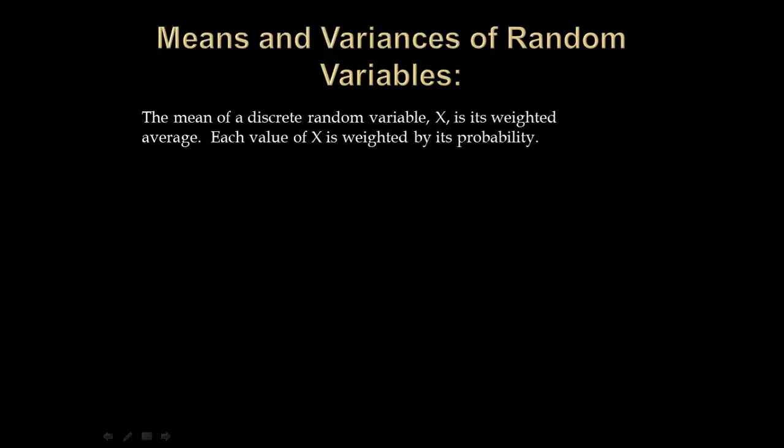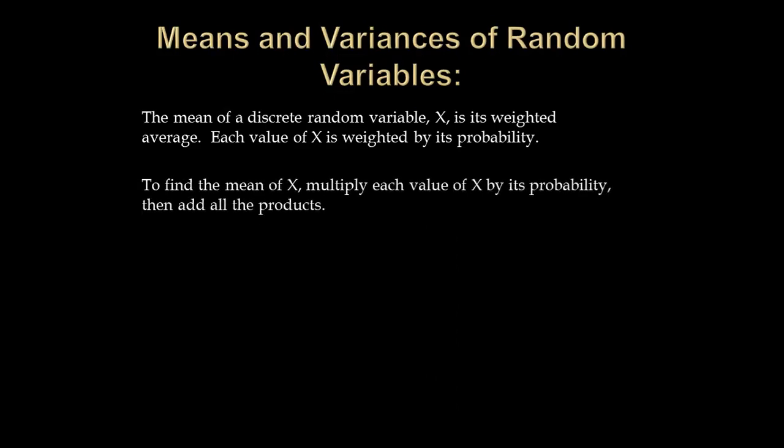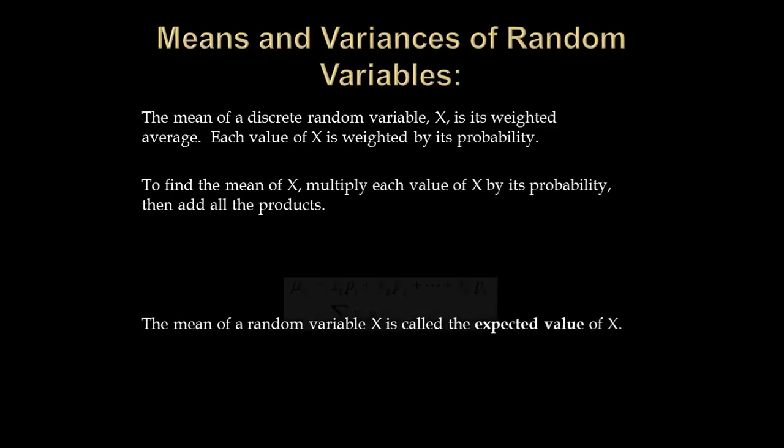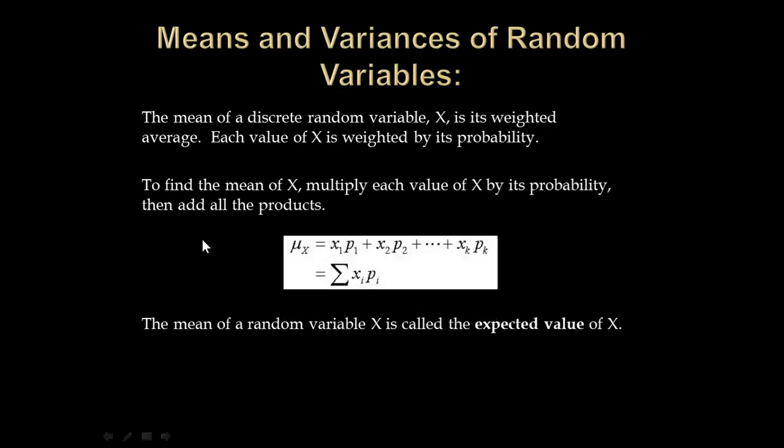The mean of a discrete random variable x is its weighted average. Each value of x is weighted by its probability. To find the mean of x, multiply each value of x by its probability, then add all the products. The mean of a random variable x is called the expected value of x. Now we have this formula: mu x, or the mean, is equal to the summation of xi and their corresponding probabilities.